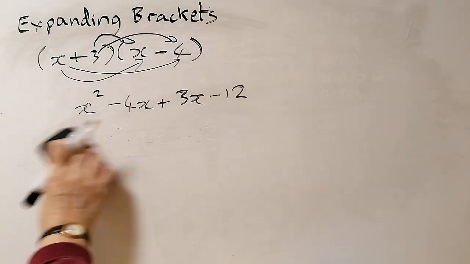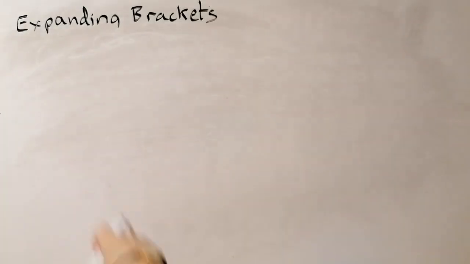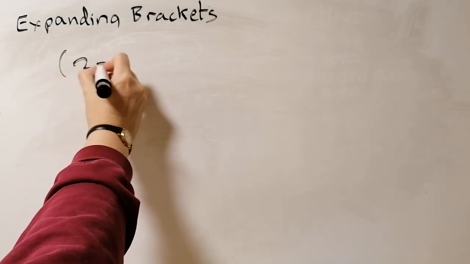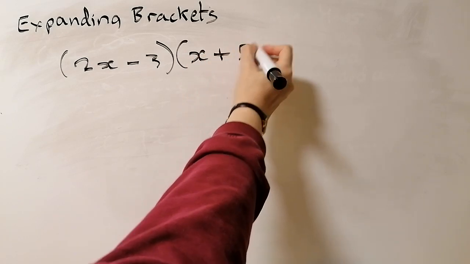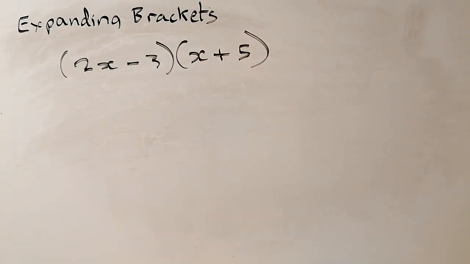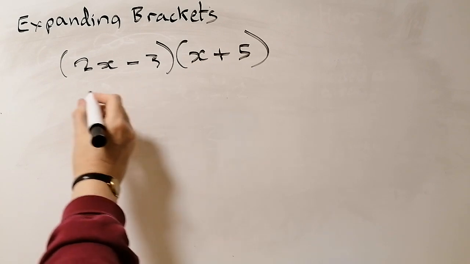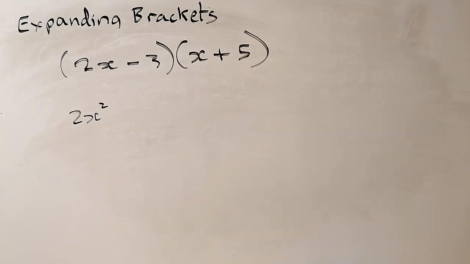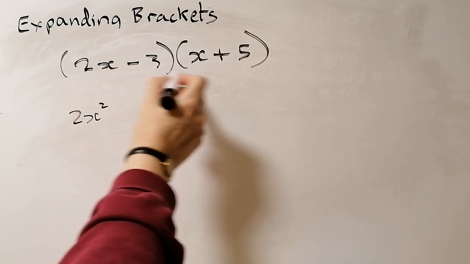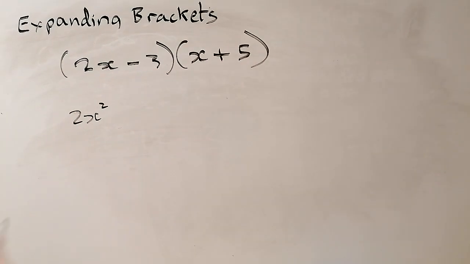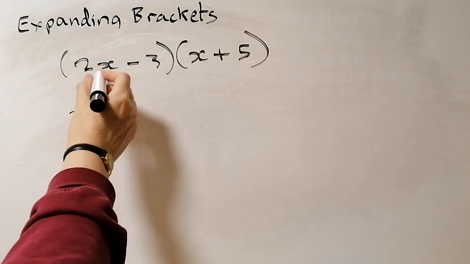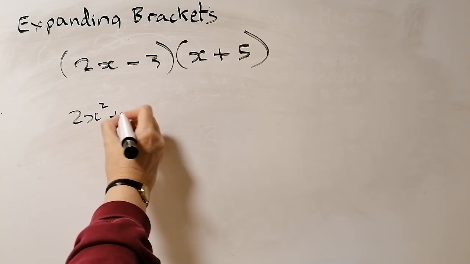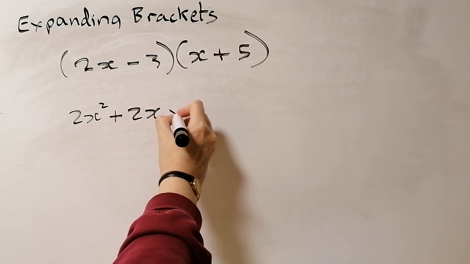So let's have a look at a slightly more complicated one. Let's have a look at this one. Supposing we have 2x minus 3 and x plus 5. So now we've got to do the same thing again. So we'll take the 2x and we'll say 2x times x. So that gives us 2x squared. We'll now take the 2x times the plus 5. And now we have to multiply the 5 times the 2 together to get 10, and then multiply that by the x. So that gives us, well, let's write it out in full, 2x times 5.